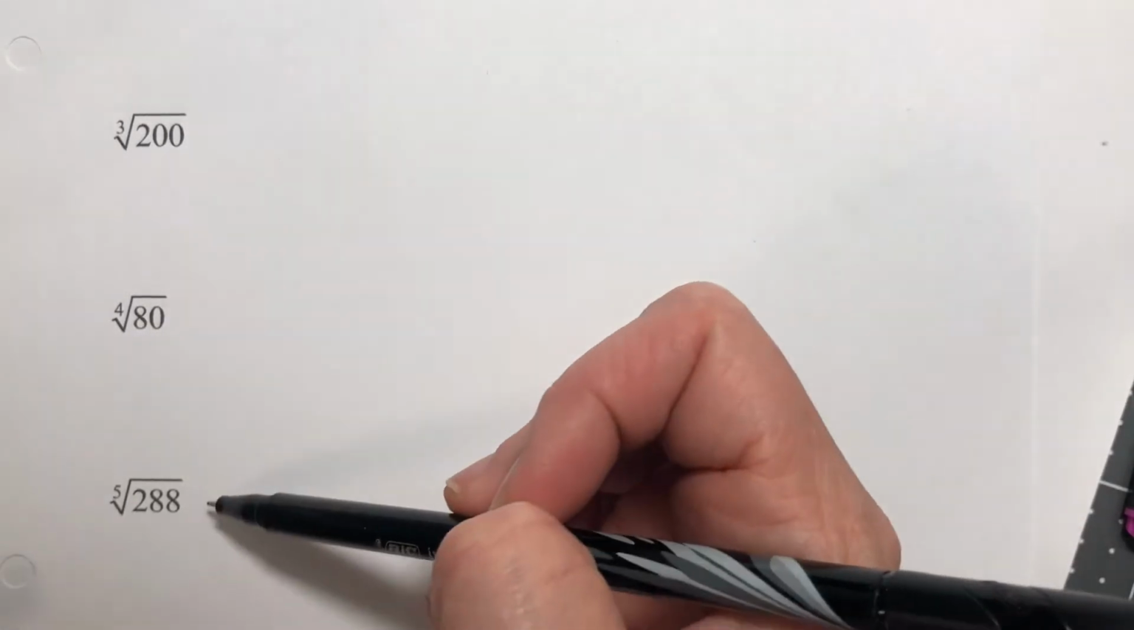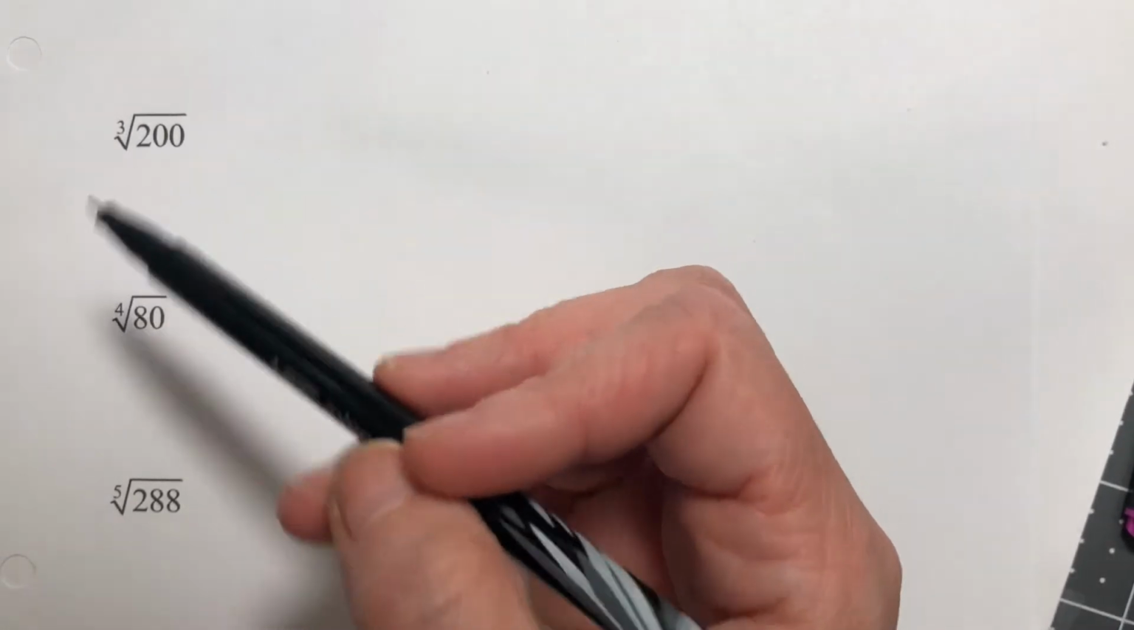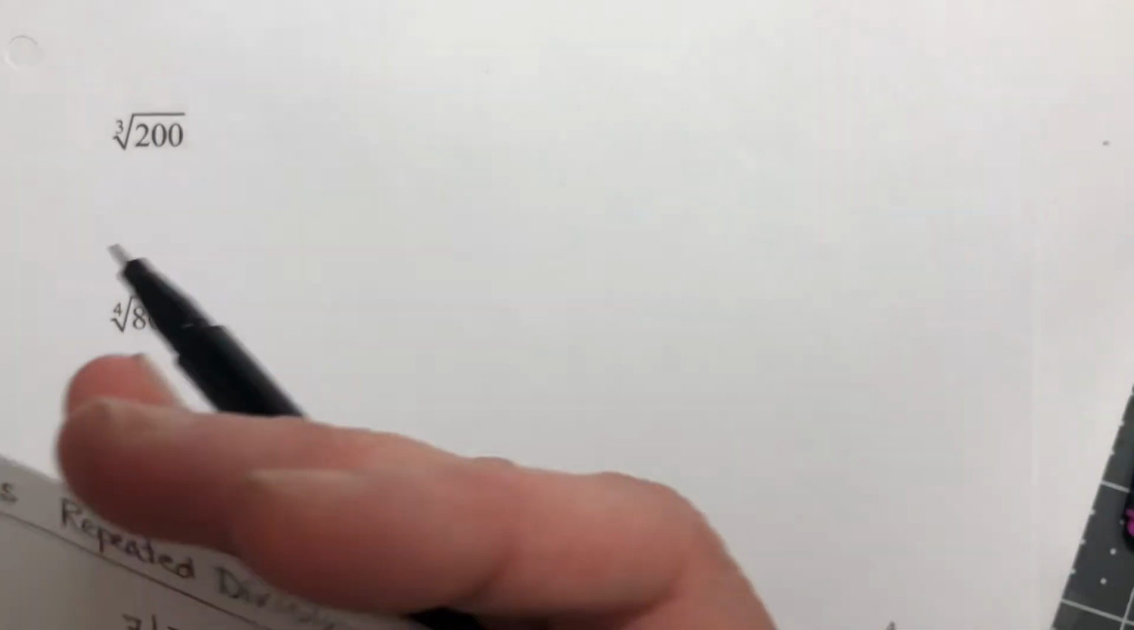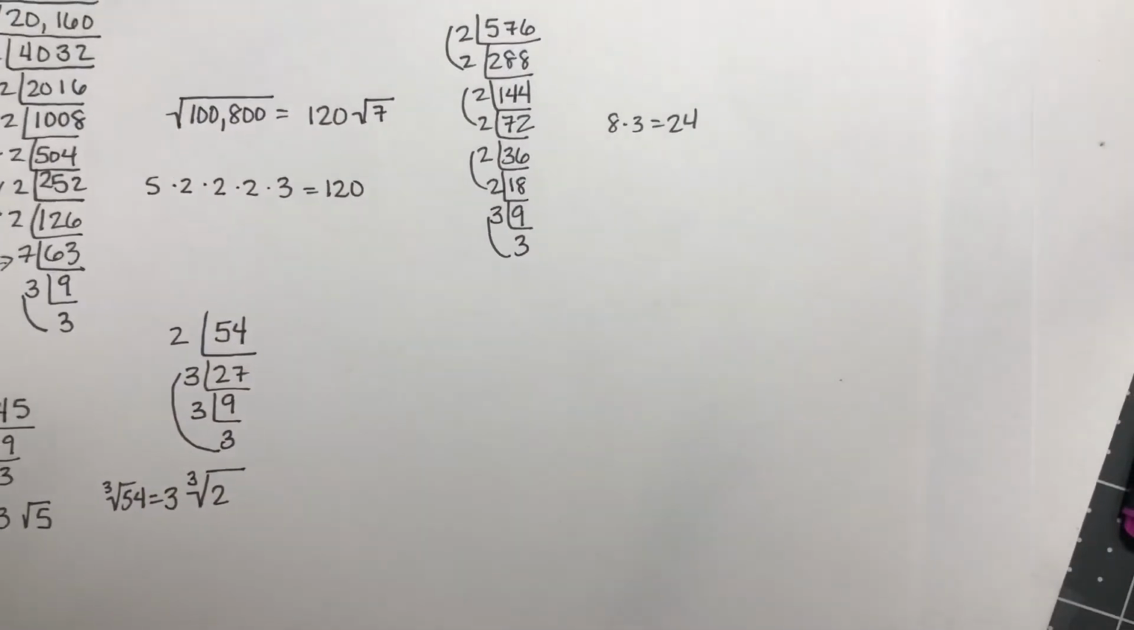This is section 8.2, part 6. We're looking to simplify some more roots. Cube root of 200. So we need a prime factorization of 200.